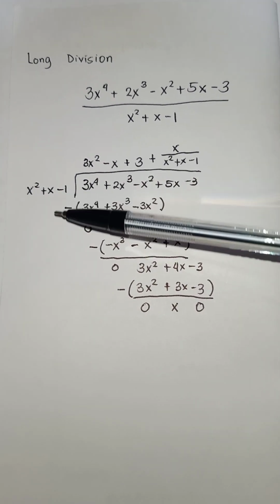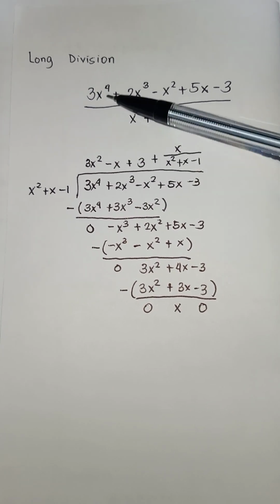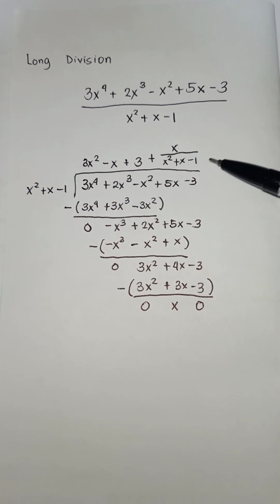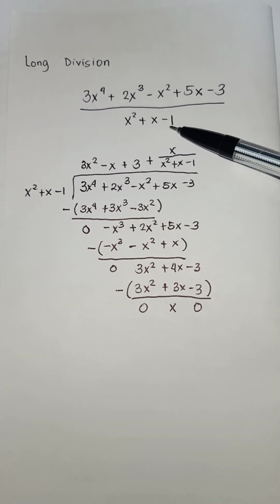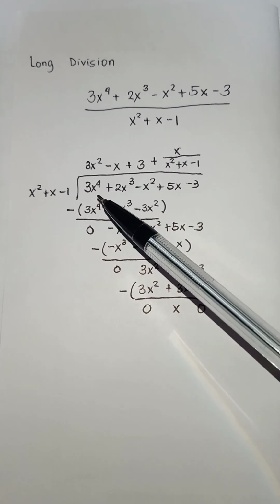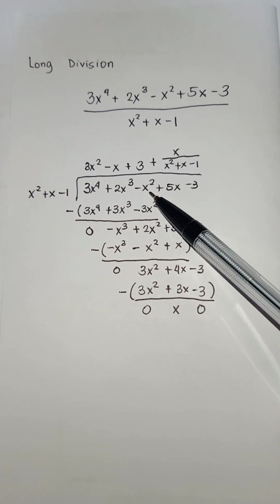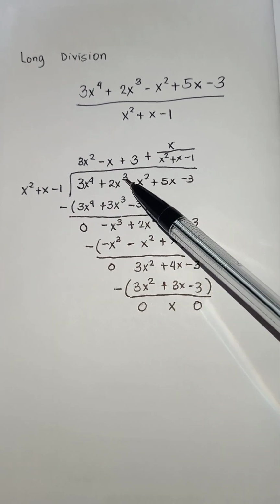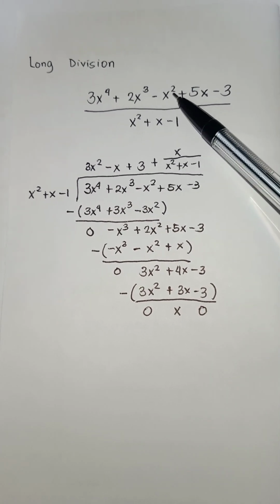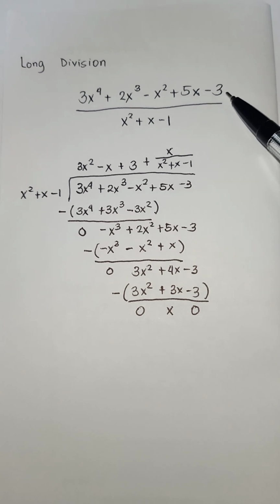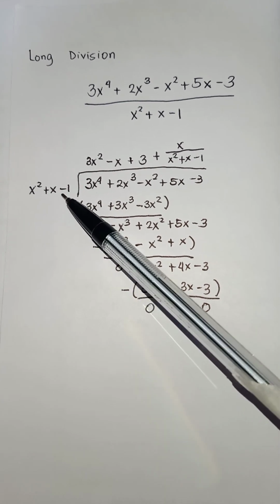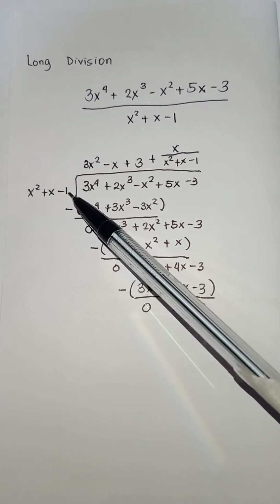So we have here already a solved example. The numerator goes inside this division symbol, divided by x squared plus x minus 1. So the divisor will be outside. The first thing is to arrange the degrees of the polynomials in decreasing order. So we start with fourth power, third power, second, raised to 1, and then no more variable. Same thing with the divisor. We also arrange it in decreasing order: x squared, x, and then no more variable.